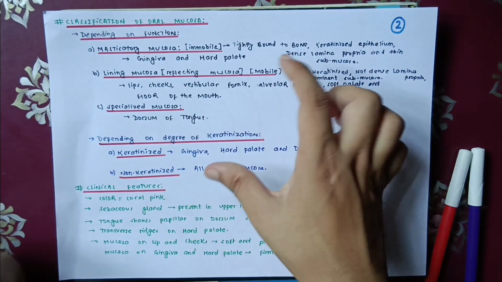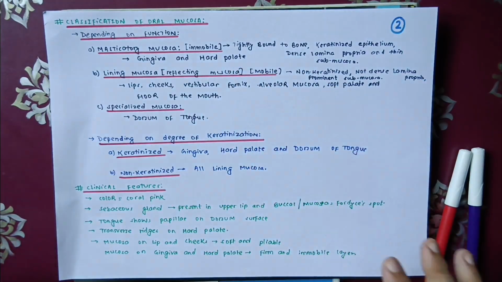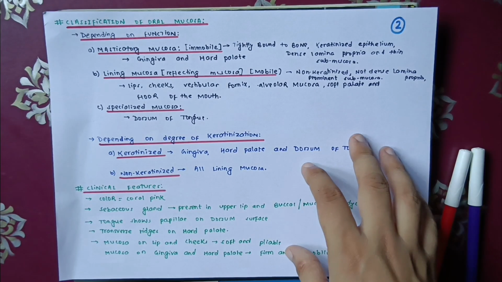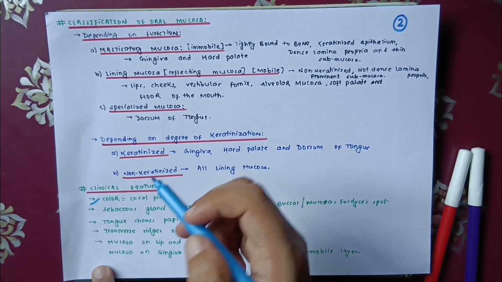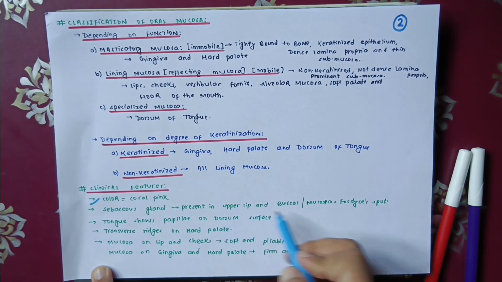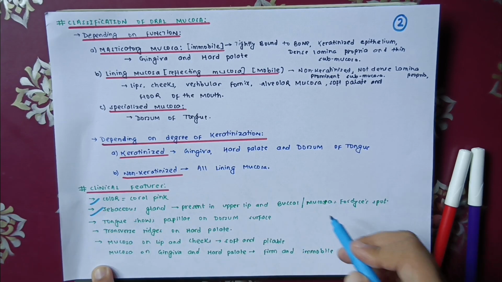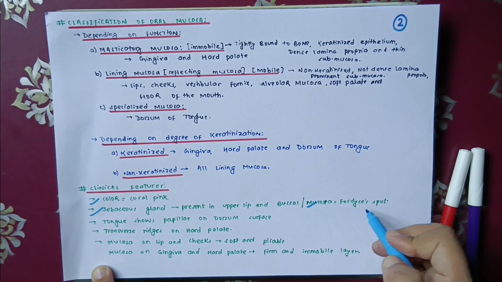So this is very easy to remember and you should remember this properly. After that, our next subtopic is the clinical features of the oral mucosa. Color, as I have written here, is coral pink. Sebaceous glands are present in the upper lip and the buccal side, and in the mucosa there is the presence of Fordyce spots.